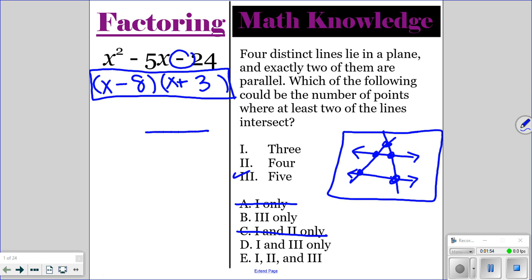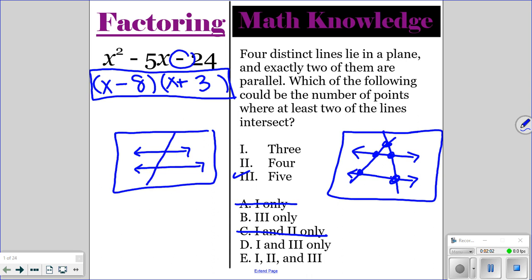If we draw another plane, and we again have our 2 lines that are parallel, we could have one line here and one line here. And so they could intersect at this 1 point, 2 points, and 3 points. So 3 points would work. So that means that 1 and 3 have to work. So it's not 3 only. And then it's either 2 does or does not work.